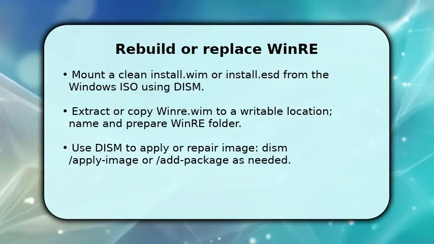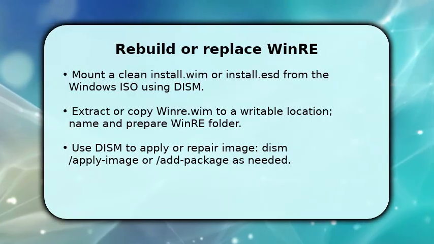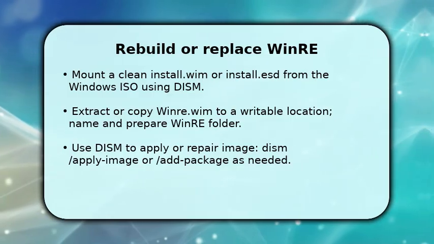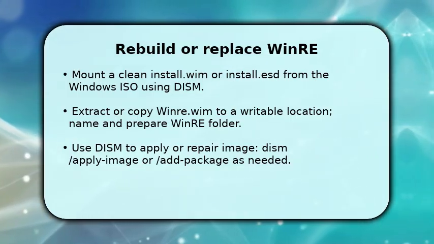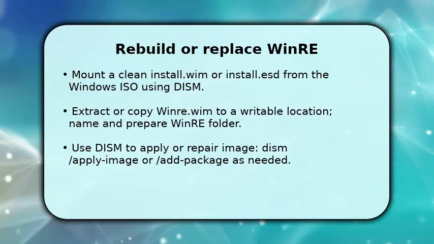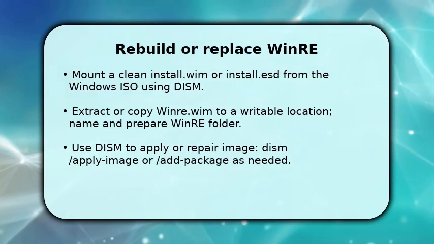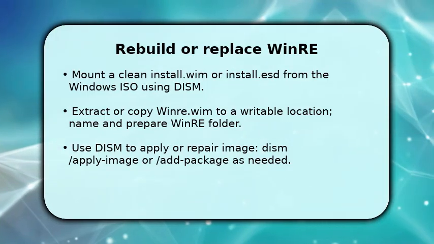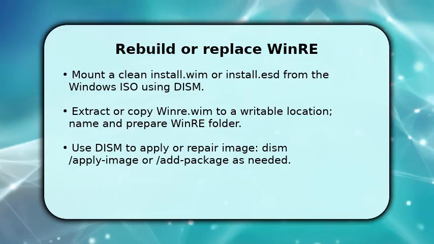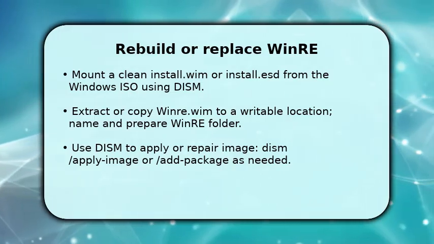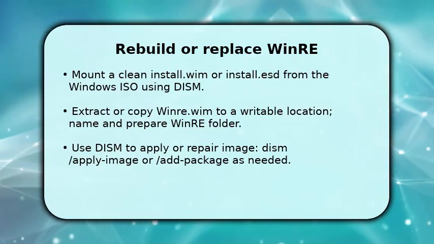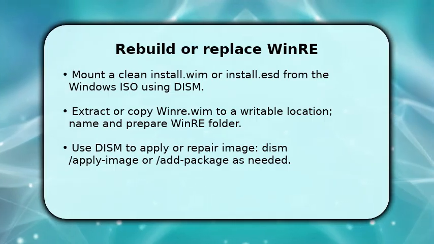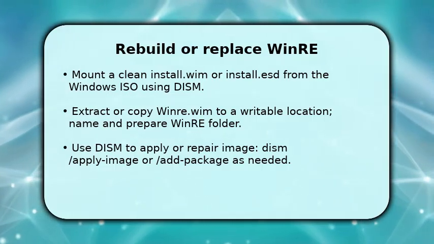You will now rebuild or replace the WinRE image. First, mount the Windows ISO and locate install.wim or install.esd, then use DISM to mount the index that matches your OS. Once mounted, extract winre.wim from the sources or from the image and place it on the system partition in a dedicated recovery folder. Use DISM to service the WIM if drivers or packages are needed. Make sure the file permissions allow system access before registering it with reagentc.